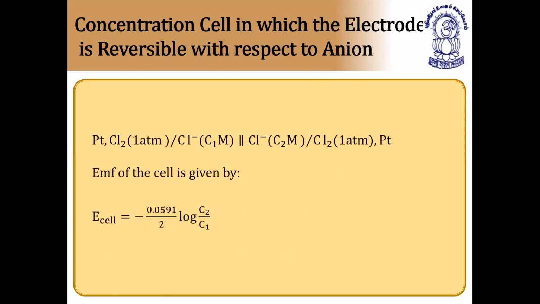Again, here also it is the same. Cl minus concentration C1, Cl minus concentration C2, minus 0.0591 by 2 log of C2 by C1. Why is it C2 by C1? Because here the pressure is the same. They have given the pressure also. This is a concentration cell in which the electrode is reversible with respect to the anion.